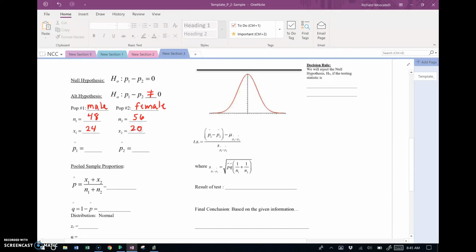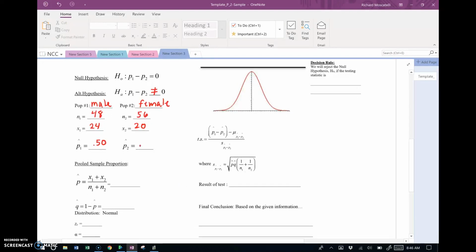Now remember, this will get us sample percentages for each group. Obviously this one here is P hat 1, that's 24 divided by 48, X divided by N, and that's 50%. And then 20 divided by 56, that's about 0.3571. It's about 36% for the female.